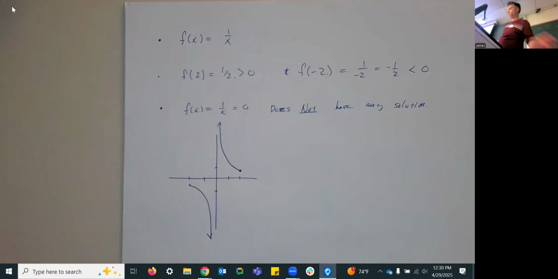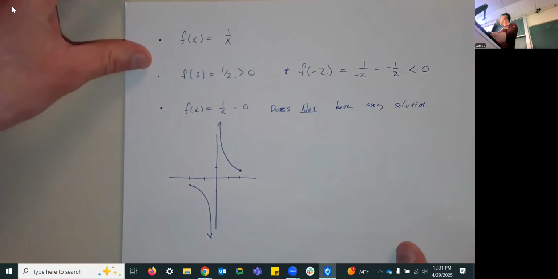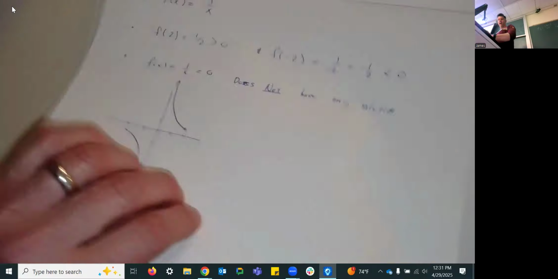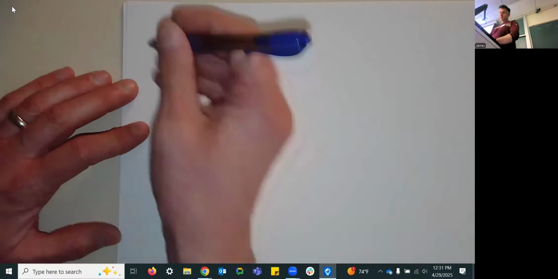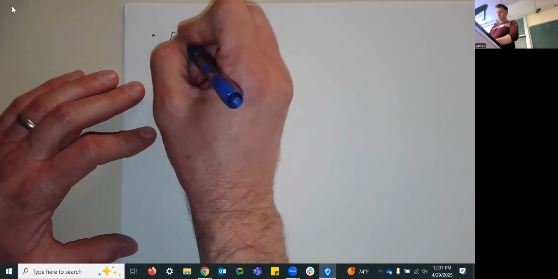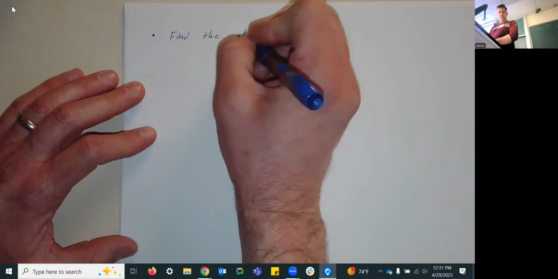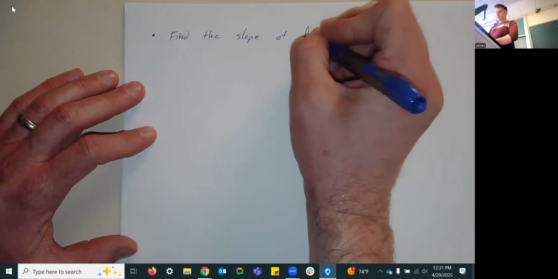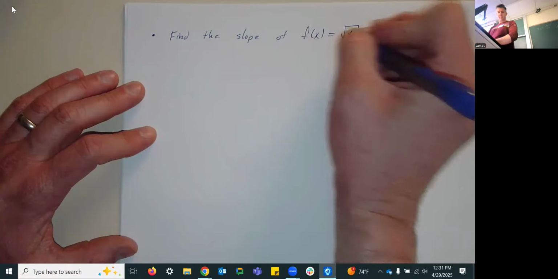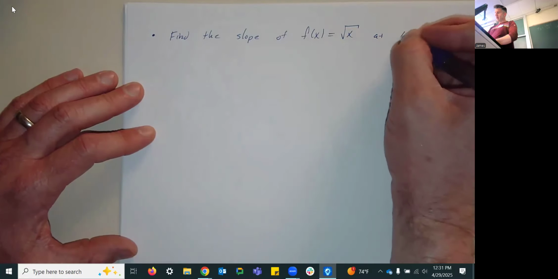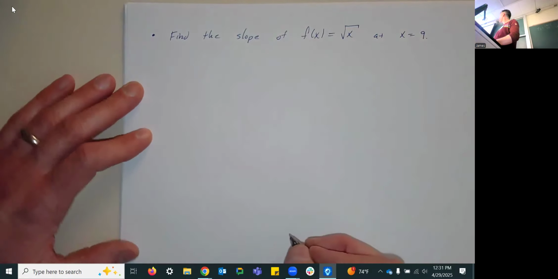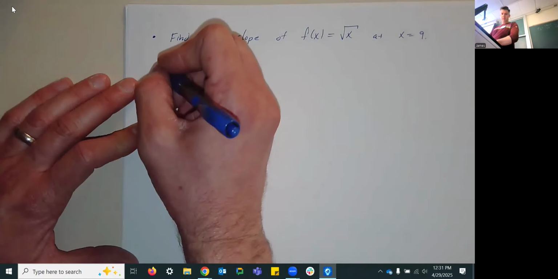But let's move on and start getting into stuff about the derivative. So, yeah. Trying to keep track of things, James. So here's the beginning problem. Let's find the slope of the function f of x equal to the square root of x at x equal to 9. Let's draw a picture.